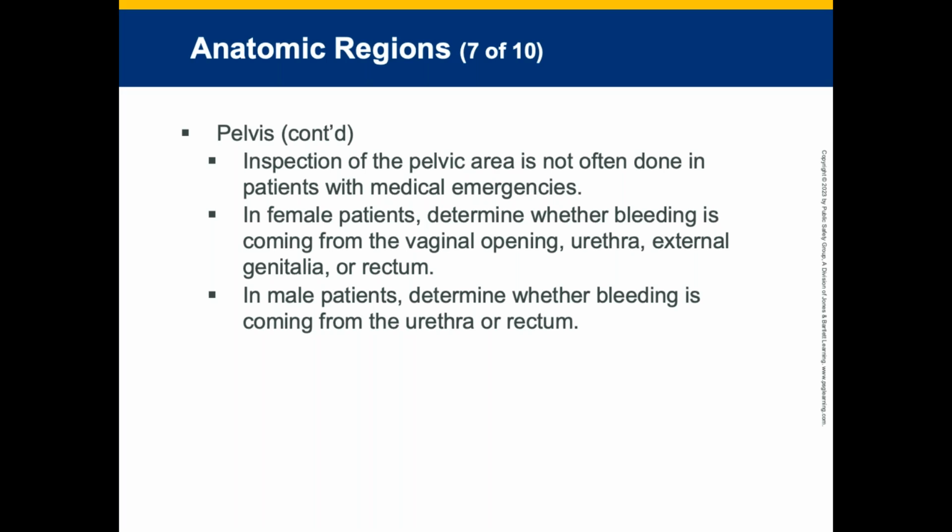Inspection of the pelvis area is not often done in patients with medical emergencies, except when pain and bleeding is present. In female patients, determine whether the bleeding is coming from the vaginal opening, urethra, or female external genitalia, or rectum. We have to know. In male patients, it's essential to determine whether the bleeding is coming from the urethra or the rectum itself. We have to know where the blood is coming from.